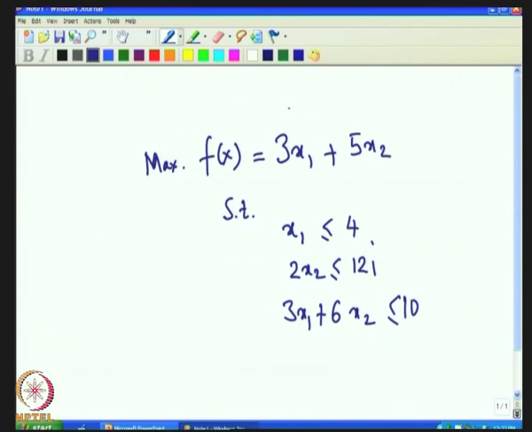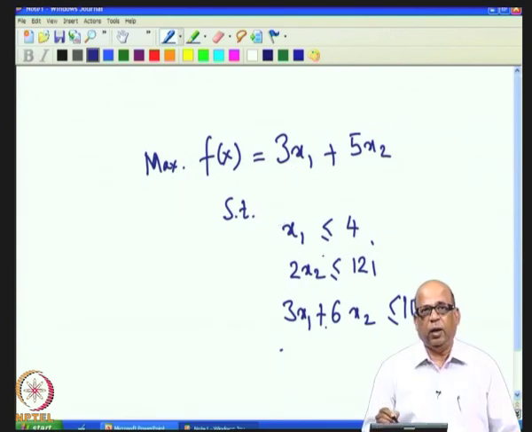I am still looking at the maximum value of 3x1 plus 5x2, and I keep on adding constraints like this, the problem becomes more and more complex. If I had only this condition, then x2 would have been infinity. Then I add this condition, then x1 will go to 4, x2 will go to 6, and I obtain the optimal value. Then I add one more condition, then x1 need not go to 4 or x2 need not go to full 12, because it will be governed by this condition. Like this, as I keep on adding conditions, the values that x1 and x2 can assume become more and more restrictive.